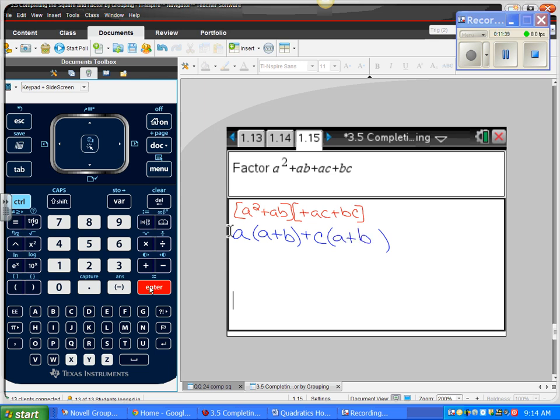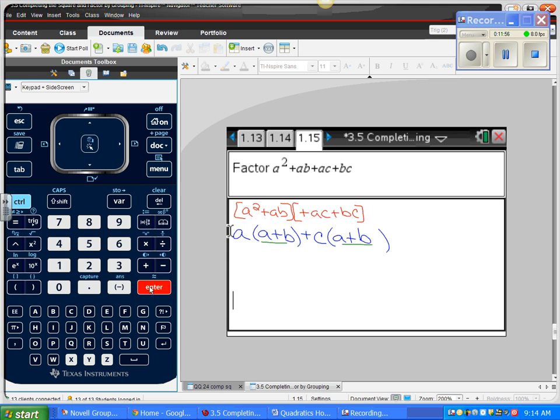What do you notice? Okay, this will happen every single time. If they're not the same, you've done something wrong. These always have to be the same for factor by grouping. Got it? Always. Okay, last step.